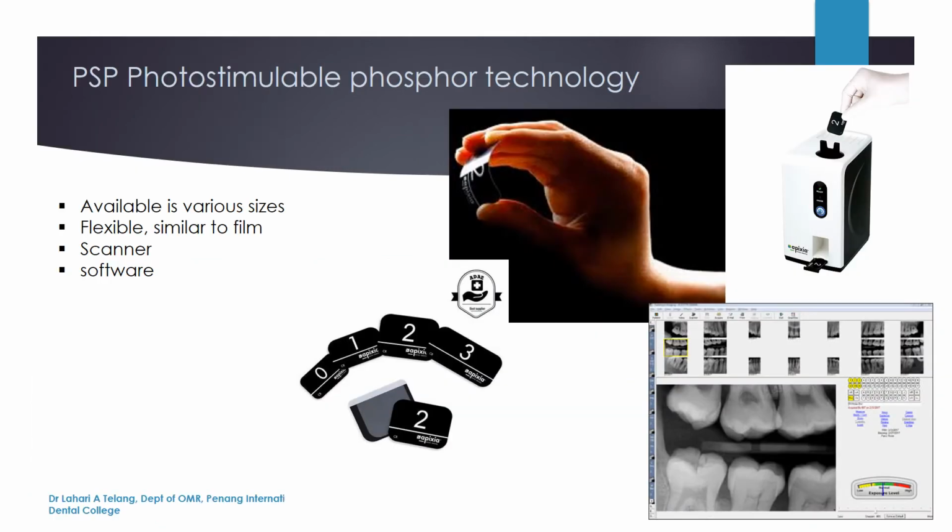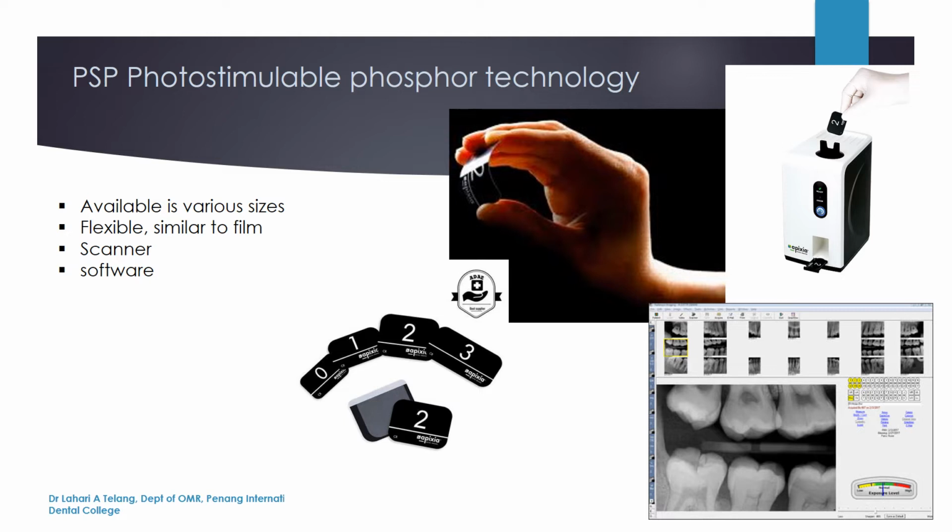Now, when we're talking about PSP or photostimulable phosphor technology, it's a slightly different technology. This is actually available in various sizes, unlike the sensor that I showed you previously, which generally comes only in one or two sizes. These come in a variety of about 3 to 4 sizes, very similar to the sizes that you are familiar with in dental film. 0, 1, 2, 3: 0 is child, 1 is anterior, 2 is posterior or the standard film, and 3 is the longer film, which is for bitewings.